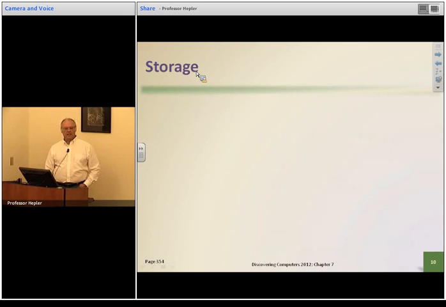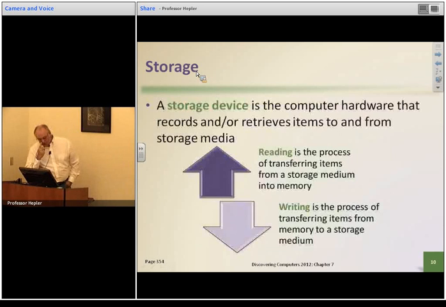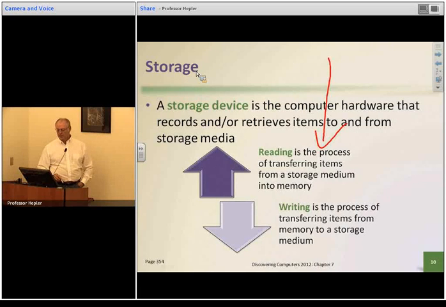A kilobyte is actually 1,024 bytes. So a storage device, which is a disk drive, you all know about disk drives, records and retrieves items to and from storage. Okay. Reading is pulling the ASCII code off the storage, transferring it to RAM, doing something to it, and then sending it out.